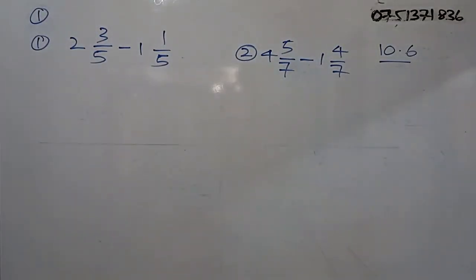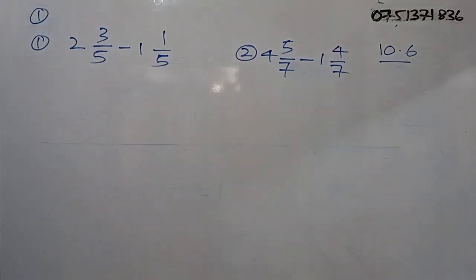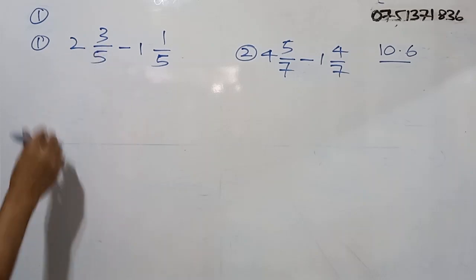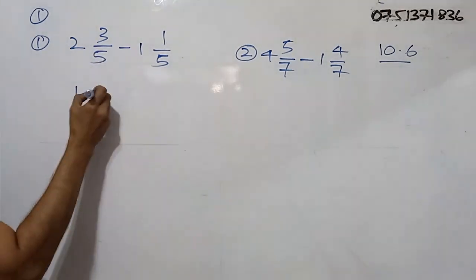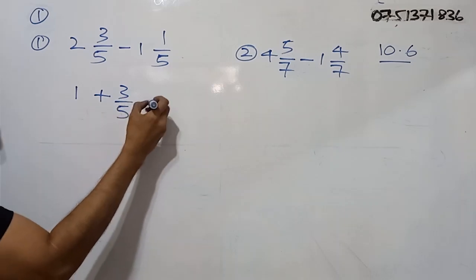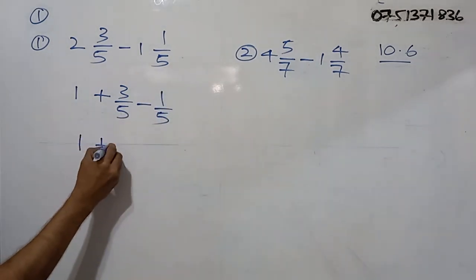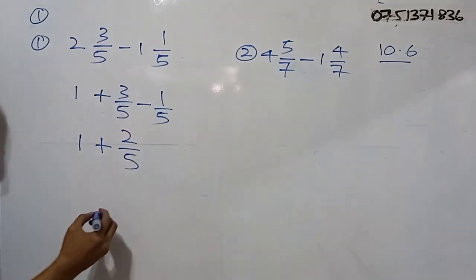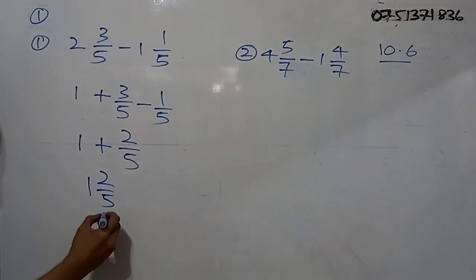Exercise 10.6. So we have to do some simplifications, right? Here we have two mixed numbers. So first of all we can simplify the whole number parts. 2 minus 1, it will be 1. Plus 3 by 5 minus 1 by 5. So 1 plus, what's the outcome of this? 2 by 5. Then what's the final answer? 1 and 2 by 5.